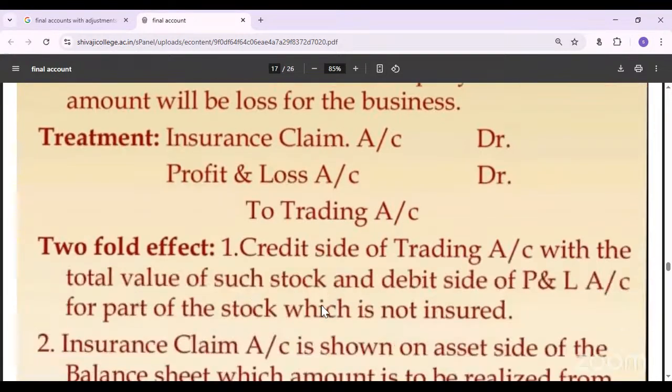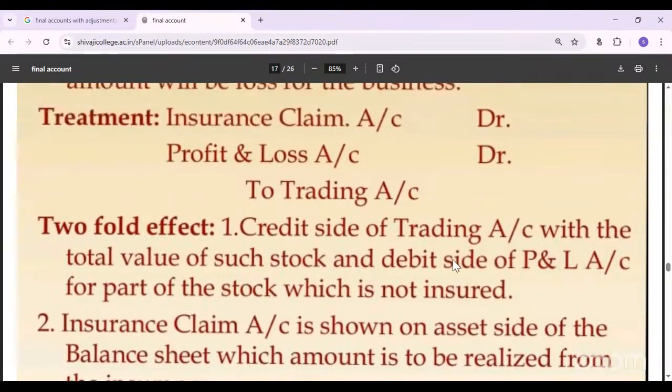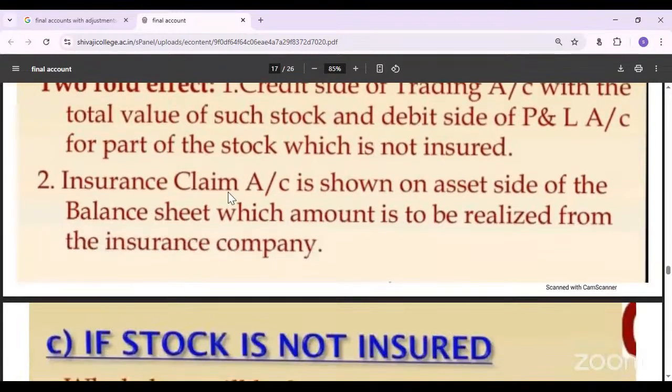ట్రేడింగ్ అకౌంట్. Again, where we have to take credit side of the trading account with the total value of such stock and debit side of the P&L account part of the stock which is not insured. అంటే ఈ అమౌంట్ ఏదైతే ఉందో అది మనం ట్రేడింగ్ అకౌంట్ లో చూపిస్తాము, ఇన్సూరెన్స్ క్లెయిమ్ అమౌంట్. పిఎన్ఎల్ అకౌంట్ ఏదైతే ఉందో అది మనం పిఎన్ఎల్ అకౌంట్ లో చూపిస్తాము. తర్వాత ఇన్సూరెన్స్ క్లెయిమ్ అమౌంట్ వచ్చేసరికి అసెట్ సైడ్ చూపిస్తాము బై ద వే ఆఫ్ రియలైజ్డ్ ఇట్ ఫ్రమ్, అంటే ఇన్సూరెన్స్ కంపెనీ మనకి ఇచ్చింది ఎంత ఇస్తుందో ఆ అమౌంట్ మనం మళ్ళీ అసెట్ సైడ్ లో బ్యాలెన్స్ షీట్ లో చూపించాల్సి ఉంటుంది.